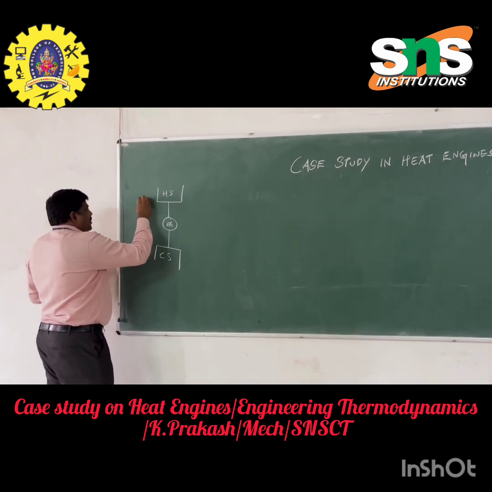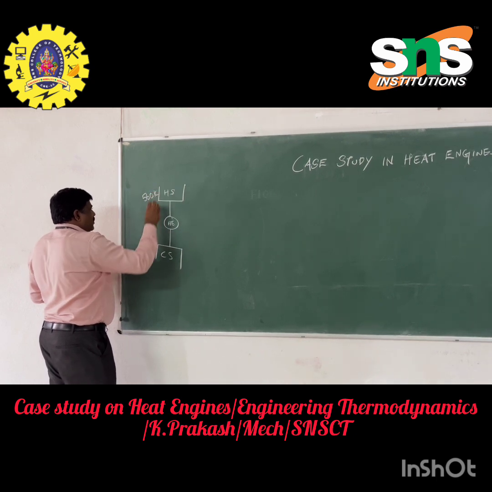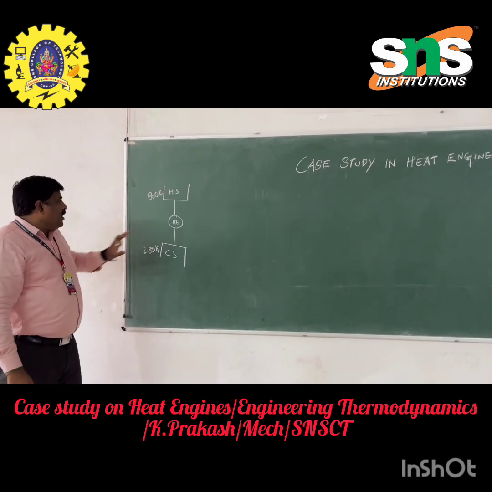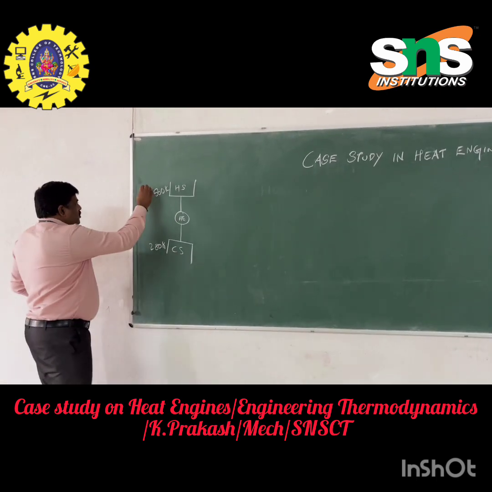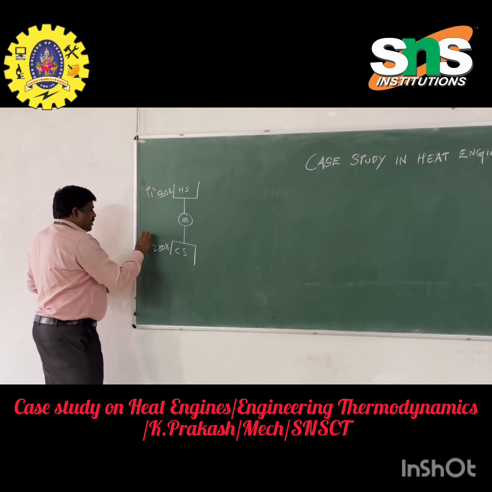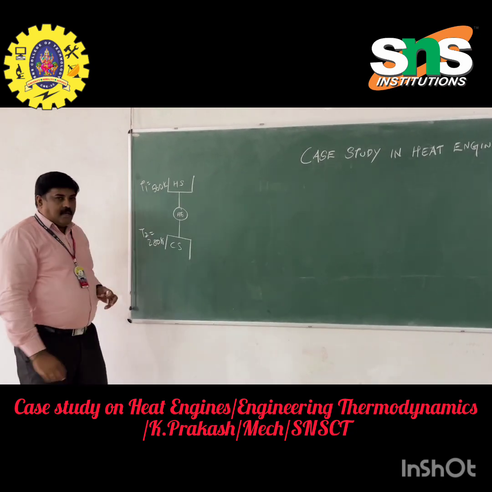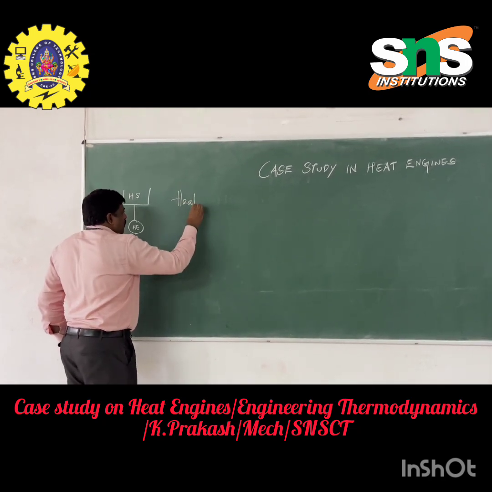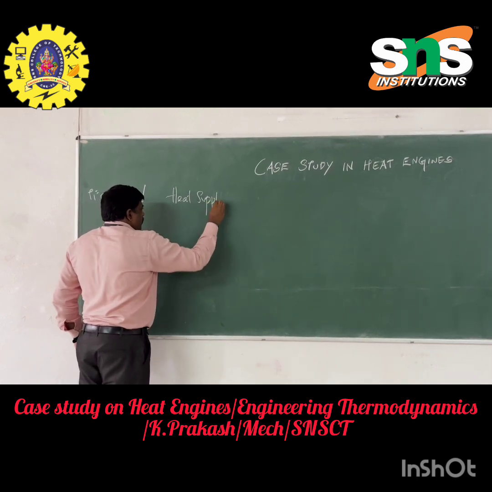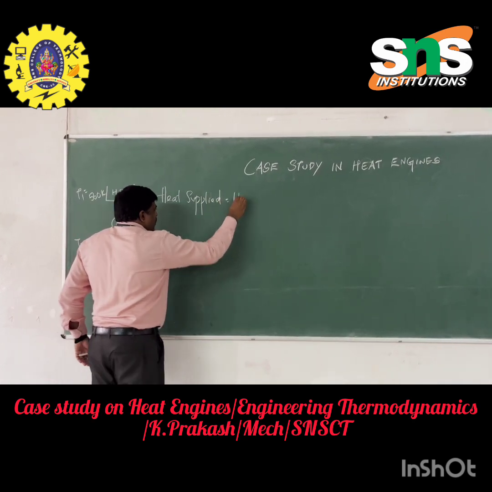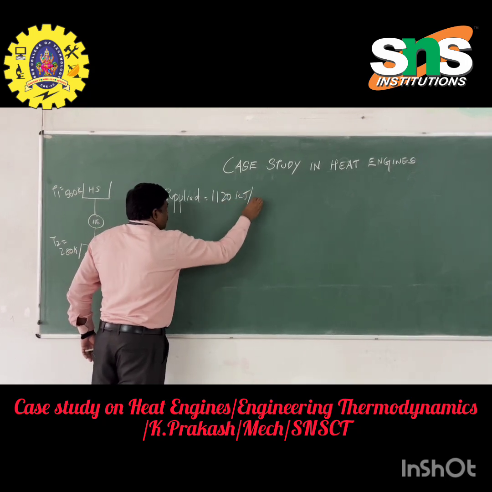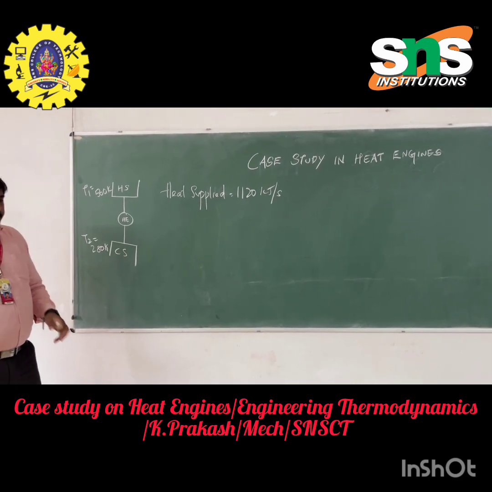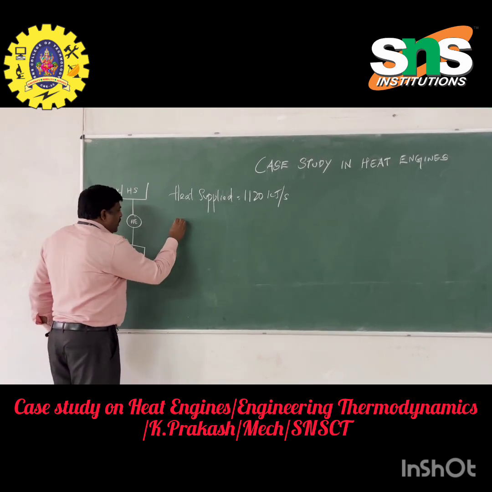So the operating temperature is 560 Kelvin and 280 Kelvin. This is the operating temperature range. So we are taking the temperature T1 as 560 and T2 as 280 Kelvin. Now the heat supplied is taken as 1120 kilojoules per second. So this is the heat supplied, and now we are taking three cases.